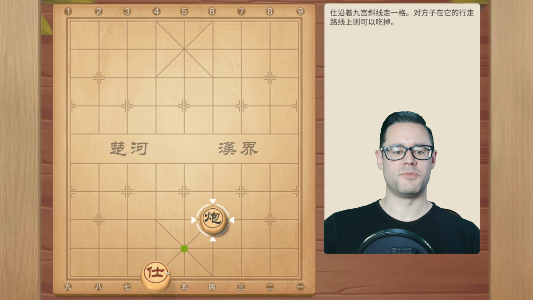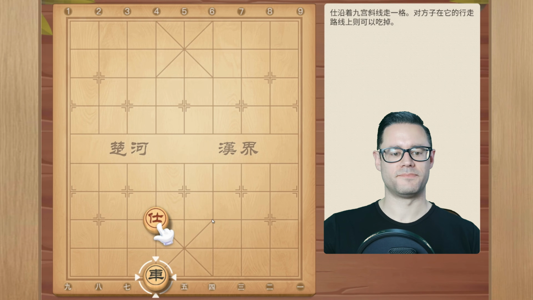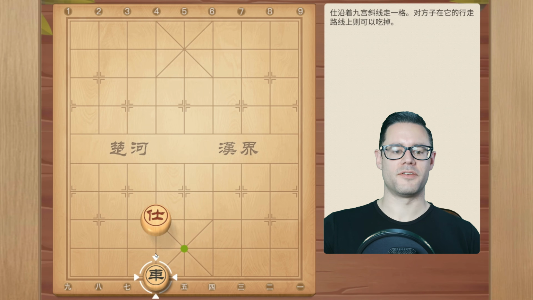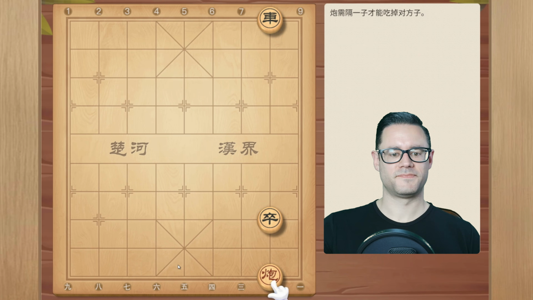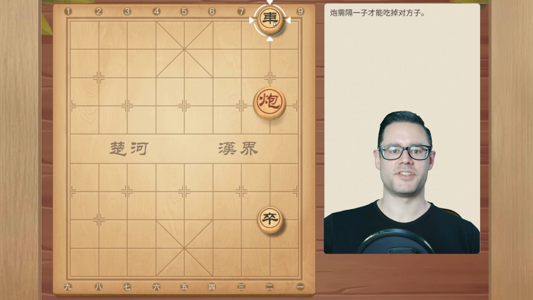Again, advisors move diagonally inside the palace, and they can capture diagonally as well. Advisors cannot move along the perpendicular lines of the palace, only diagonal, and that wins us the chariot. Here's another cannon example, jumping over one piece, exactly one piece, to take out the opponent's chariot.